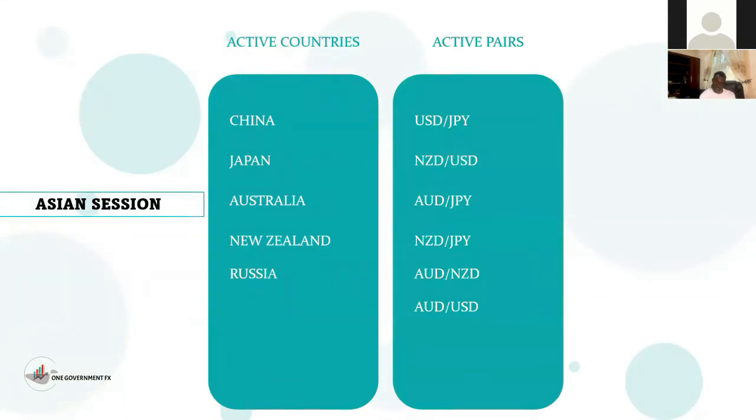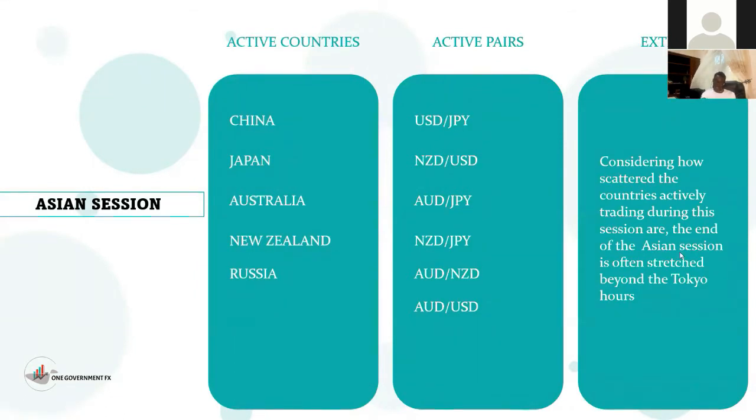So the active pairs during this time are pairs that get you a good amount of volatility or market movement. You have the USD/JPY, NZD/USD, Australian dollar against the JPY, the New Zealand dollar against JPY, the Australian dollar/USD, and Australian dollar/New Zealand dollar. These are pairs you could trade within these times to enjoy the activity, because you don't want to trade in a market that is very silent. It's kind of boring and risky as well, because if volatility was to just spike, you could get yourself stopped out. So you want to trade certain pairs within certain hours to get most of the activity at the time.